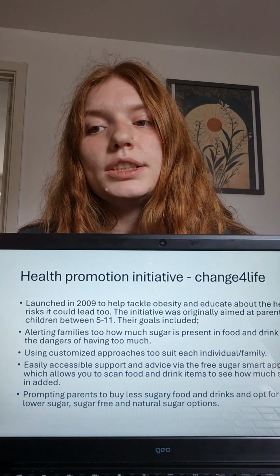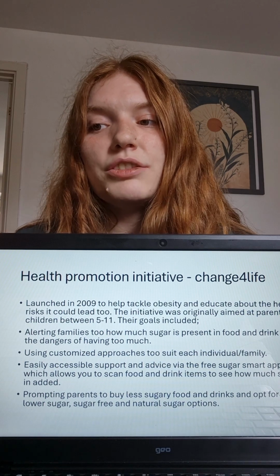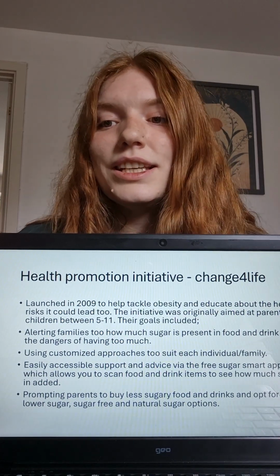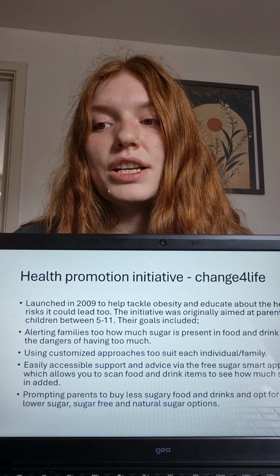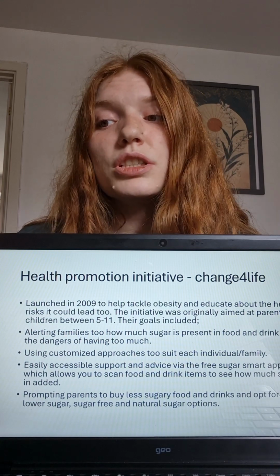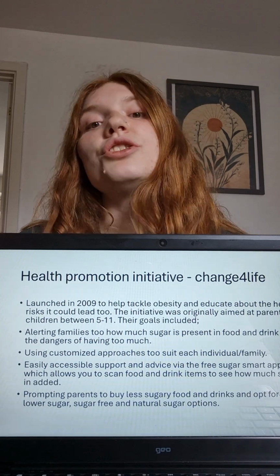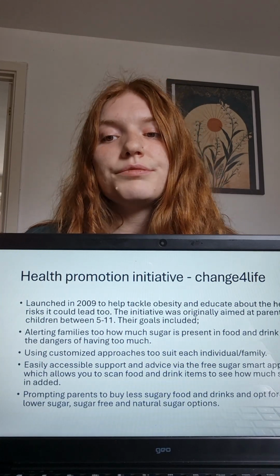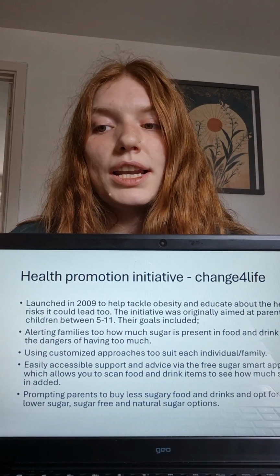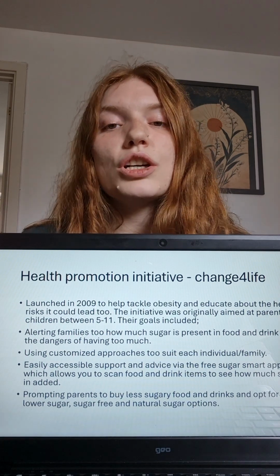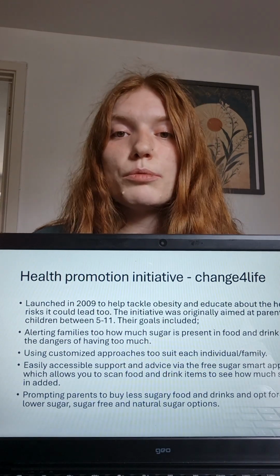Using customised approaches to suit every individual and family. Easily accessible support and advice via the Sugar Smart app, which allows you to scan food and drink items to see how much sugar is added. Prompting parents to buy less sugary food and drinks and opt for lower sugar, sugar-free and natural sugar options.